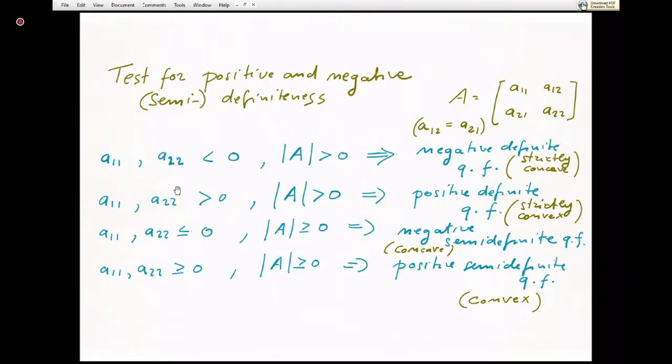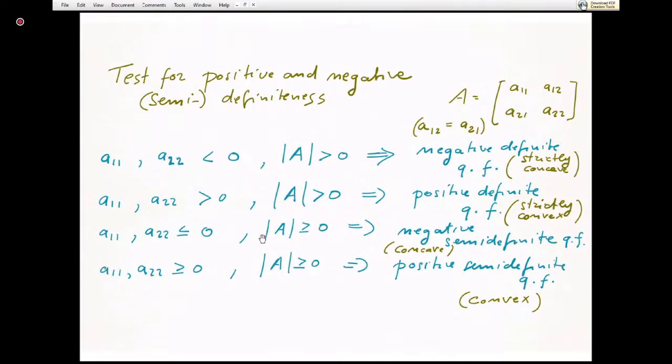Vice versa, if the two entries in the main diagonal are strictly positive, and the determinant of the Hessian matrix is again positive, this must be positive anyway. We have a positive definite matrix or a positive definite quadratic form, and our function is strictly convex.